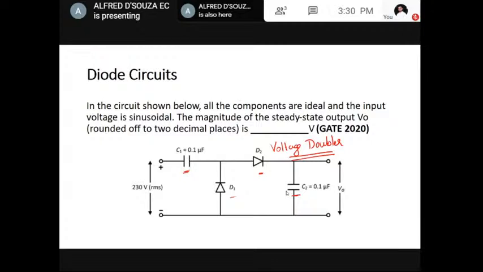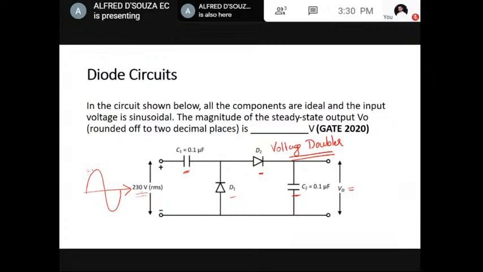Okay, so let us see what the question is asking. In the circuit shown below, all the components are ideal and the input voltage is sinusoidal. The magnitude of the steady state output V0, rounded off to 2 decimal places, is dash. So we are supposed to find out the output voltage. The input is sinusoidal, but the voltage specified is 230 volt.